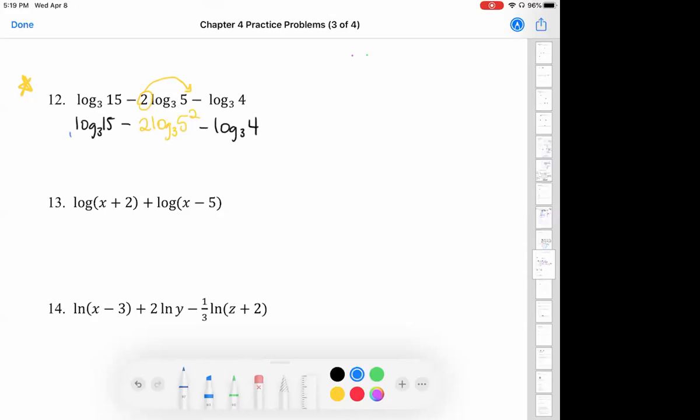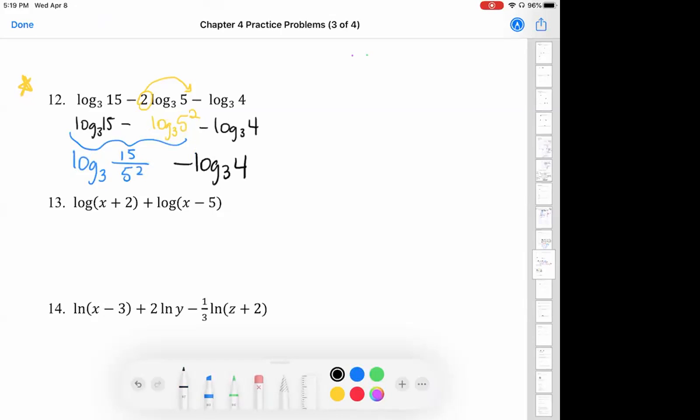Okay, now let's go ahead and use division. You wrote the 2 twice. Thank you. All right, so I have log base 3 of 15 over 5 squared. And let's bring down what we have, minus log base 3 of 4.